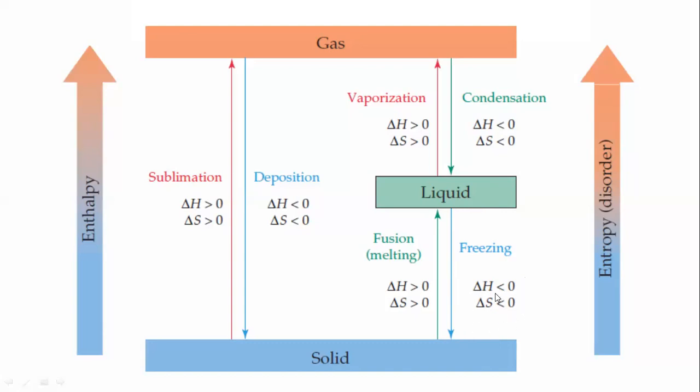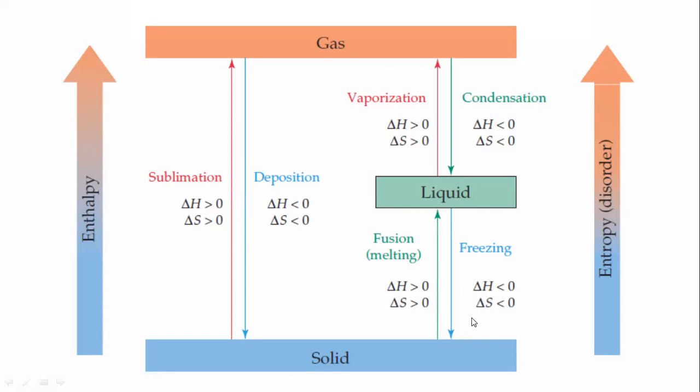Again, the sign of delta S would be less than 0, or you can say this is the minus. Why? Because this is in a more ordered form, not a disordered form. Solid is a more ordered form. So when it is converted from liquid to solid, randomness is decreased. Decreased means the sign of delta S would be minus.